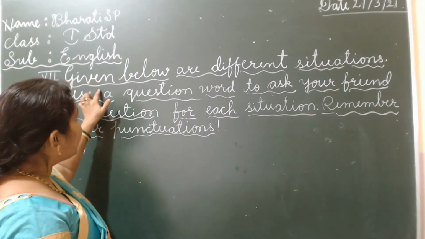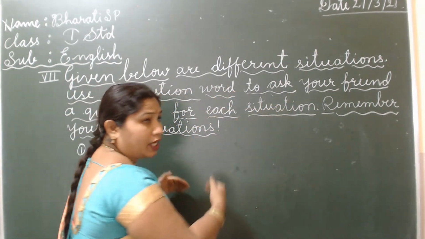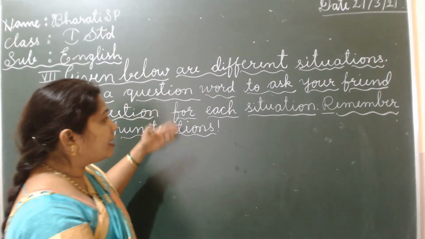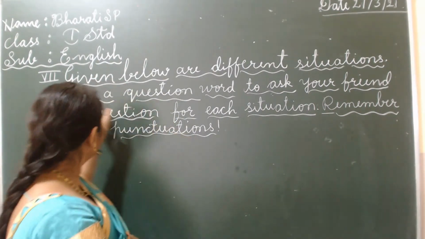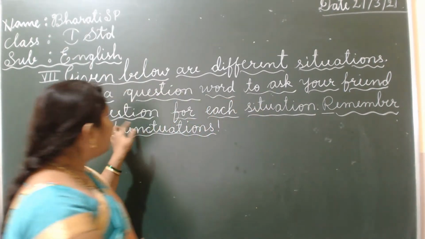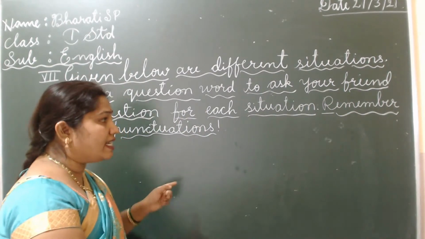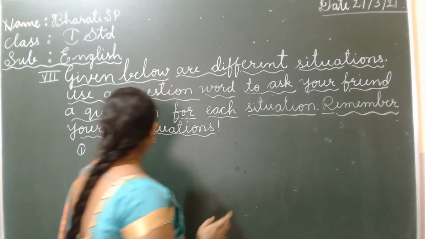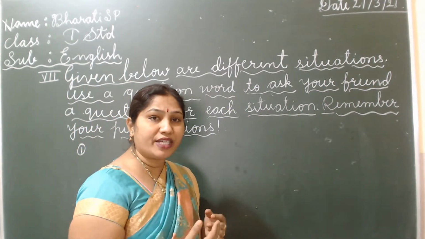See here, children, given below are different situations. I will write some different situations and use a question. Depending on the situation, you need to frame a question. Use a question word to ask your friend a question for each situation. I will write the situation here. See here, children, what do we have to focus on later? We need to focus on punctuation. Remember what you learned in the first semester about punctuation.